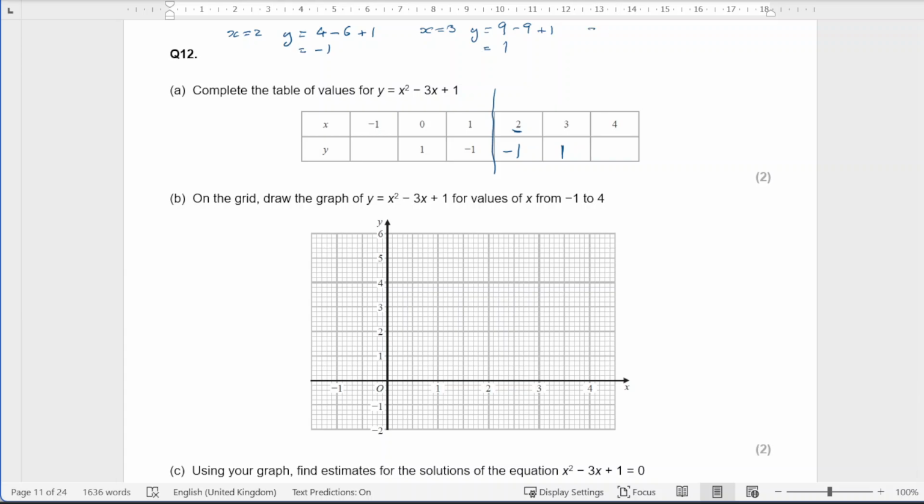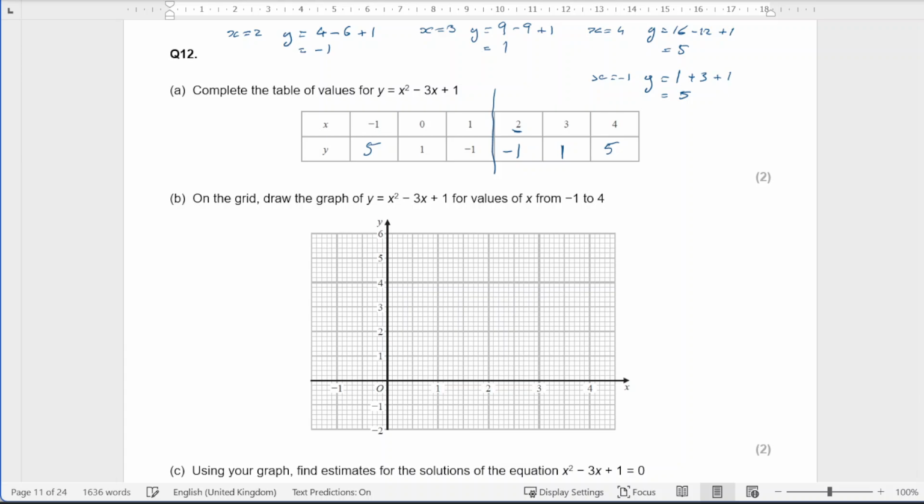Now I'm going to do when x is equal to 4. So if x is equal to 4, y would be equal to 4 squared, 16, minus 3 times 4, minus 12, plus 1. So that would be equal to 5. And then the negative value is the one that I need to watch out for, but I am expecting it to be 5. If it's 5, it would match my other side. So when x is equal to minus 1, y would be equal to minus 1 squared is 1, minus 3 times minus 1 is plus 3, and then plus 1. So that is equal to 5, so we know that we've got that right.